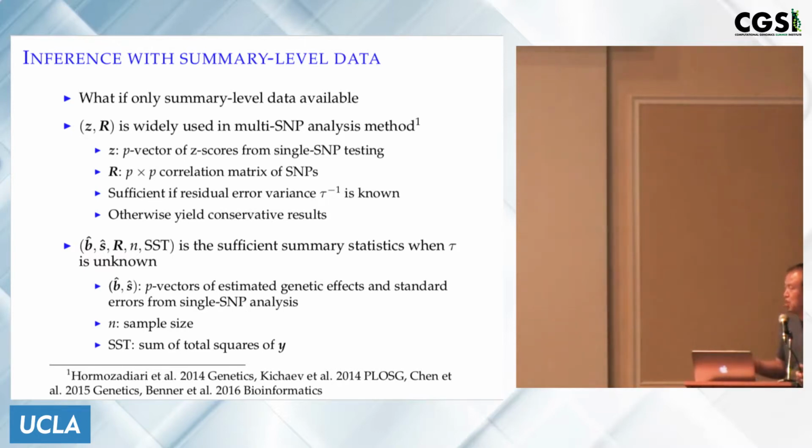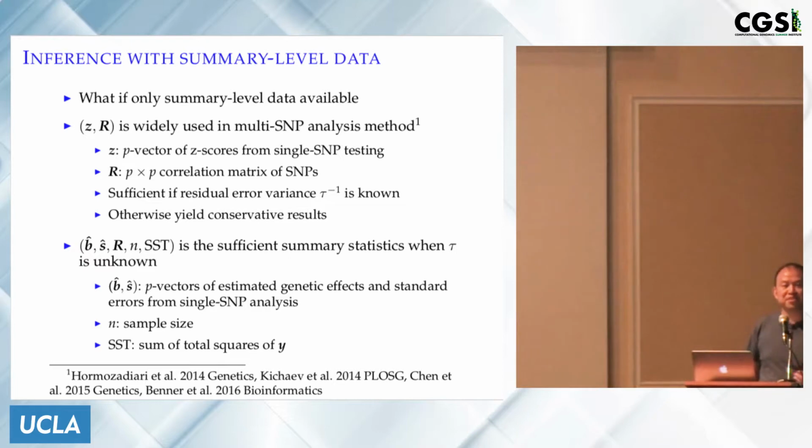It turns out it is sufficient, meaning it gives you a one-to-one mapping between the summary level data and the individual level data, if and only if you know the residual variance. Otherwise, they will yield conservative results.